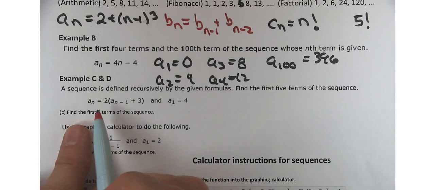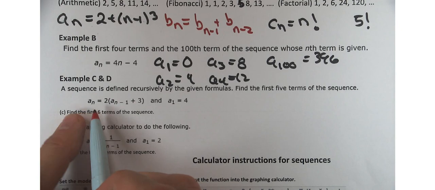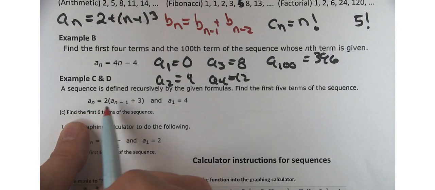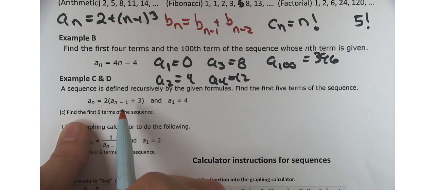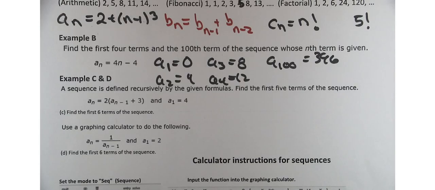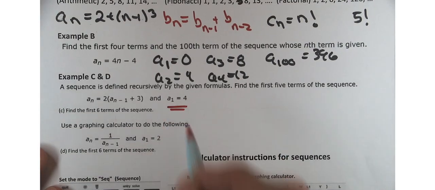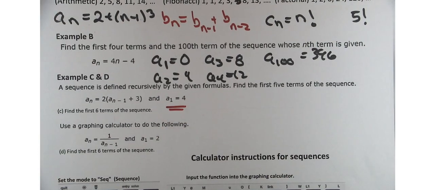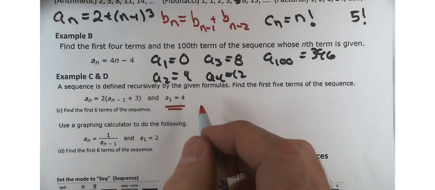This is a recursively defined sequence. To get a sub n, I need to know what came before it. I can't just fill in a number. Now they have to give you something with which to start. So that's going to be your a sub 1. They tell you that a sub 1 in this case is 4. Let's do this one by hand first.